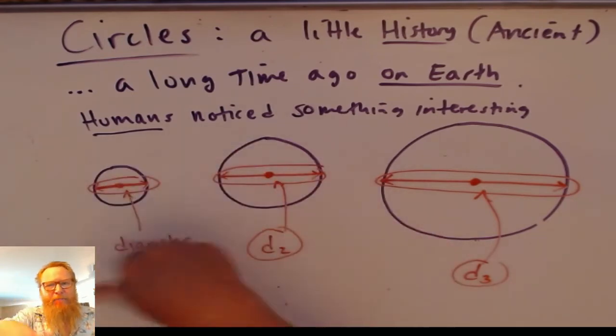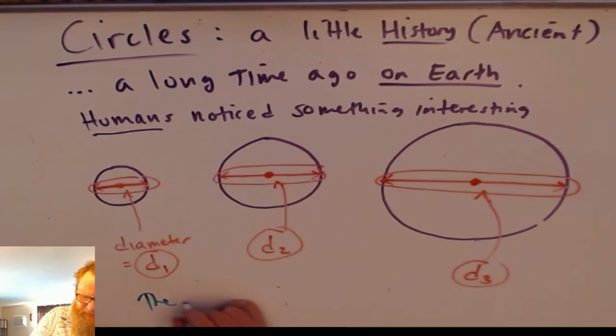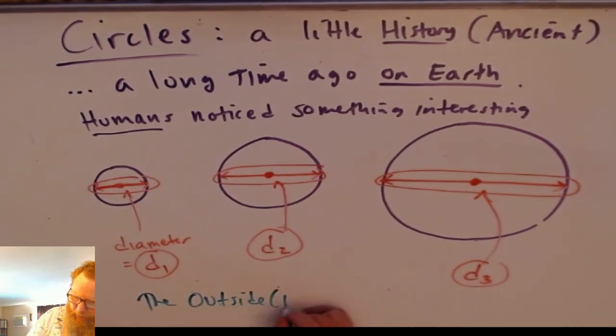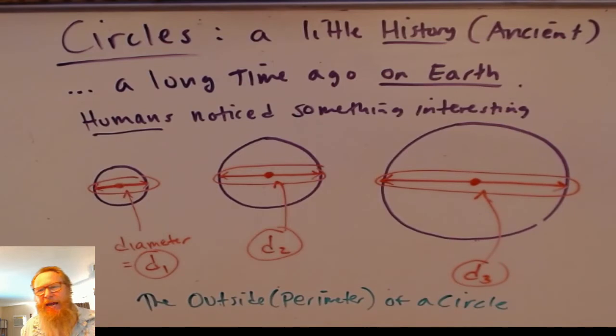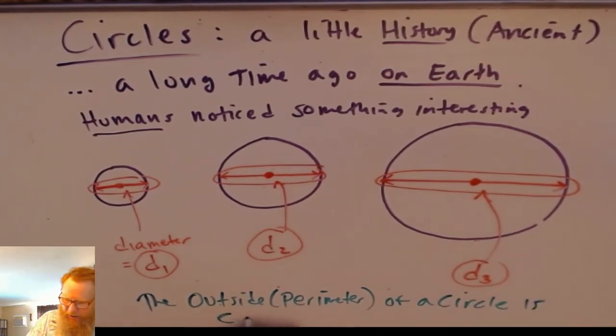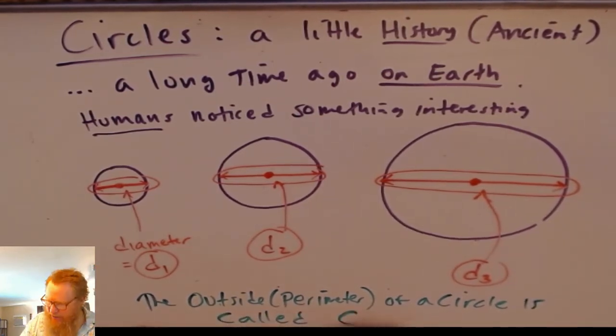Okay. The outside measurement, called the perimeter of a circle, has a special name. It's called circumference.